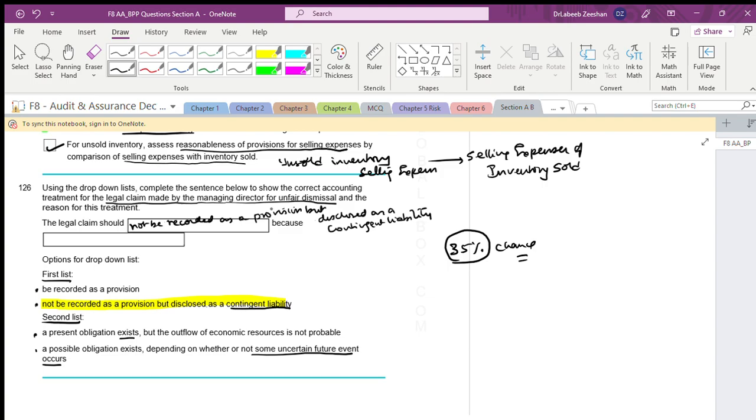We say it is 35%. The management director says it is only 35%. But we don't know how it will work out. There is an obligation, fine, but the outflow of economic resources is not probable. It is only 35%. Means what do we have to write? A present obligation exists, but the outflow of economic resources is not probable. I'm writing this so that you are in a position to understand.